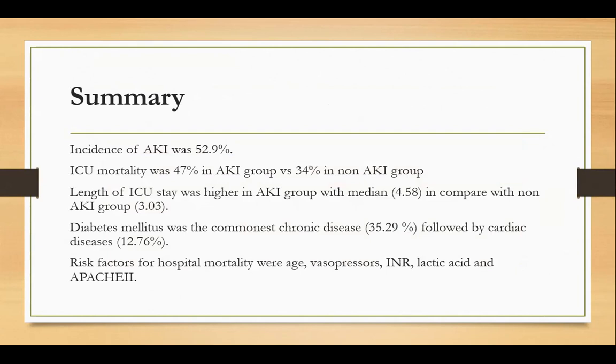So in summary, the incidence of AKI in our study was 52.9%. The ICU mortality was 47% in the AKI group versus 34% in the non-AKI group. Length of ICU stay was higher in the AKI group, with a median of 4.5 compared with 3 in the non-AKI group. Diabetes was the commonest chronic disease. The risk factors for hospital mortality were age, vasopressors, INR, lactic acid, and Apache II.